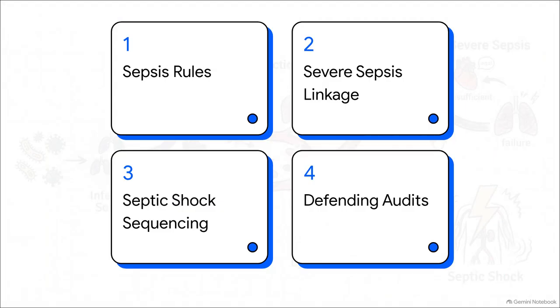Here's our roadmap for today. We'll follow a hierarchical progression that mirrors a patient's clinical deterioration. First, demystifying sepsis coding rules. Second, coding basic systemic infections. Third, severe sepsis linkage rules. Fourth, septic shock sequencing guidelines. And finally, defending against payer audits.